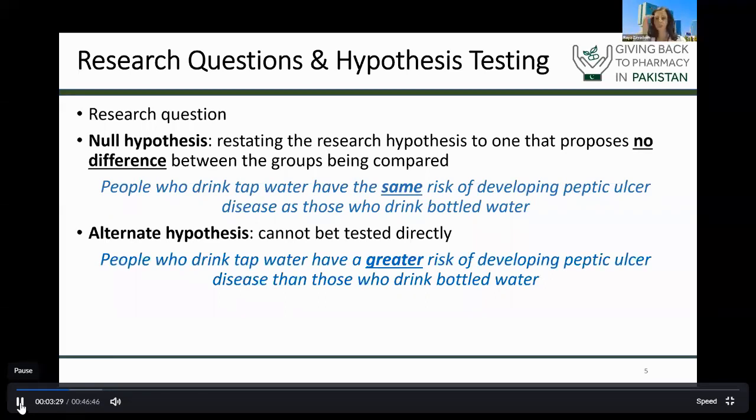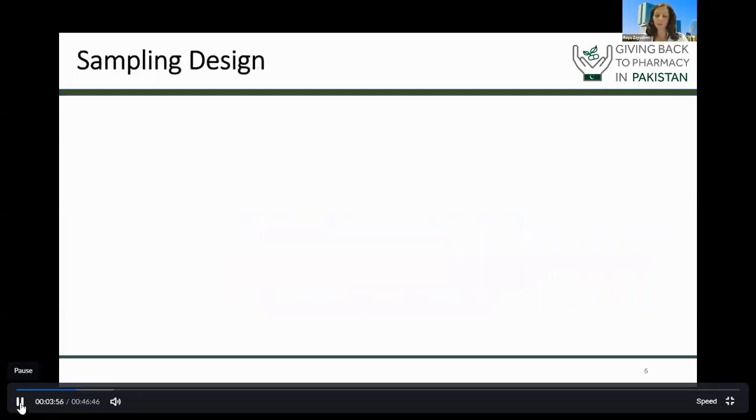Now, think of this as an analogy to the courtroom, for example: your suspect is innocent until proven guilty, meaning that at the beginning of the research, we believe that the null hypothesis is true, that people who drink tap water have the same risk, and we are trying to prove it wrong. That is your research hypothesis. Now, when you start a research, you want to study a sample, and there are techniques for sampling, and types of sampling that we're going to go over.